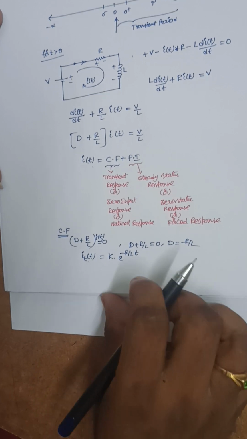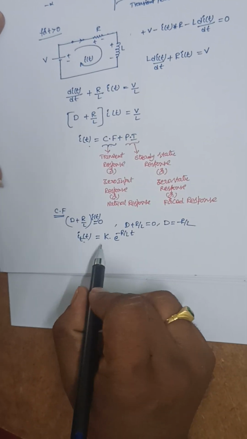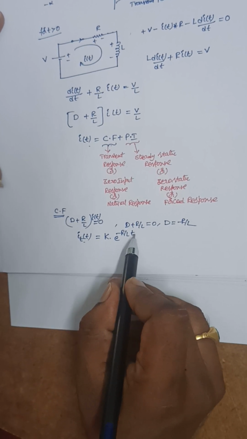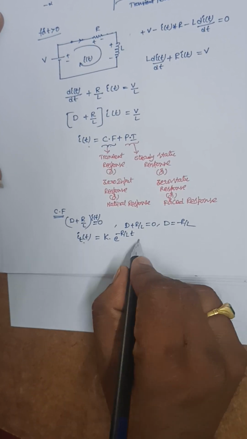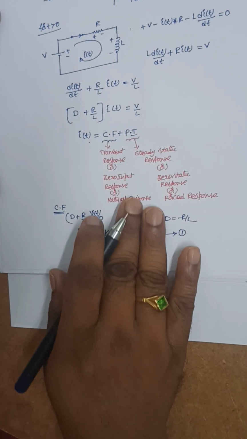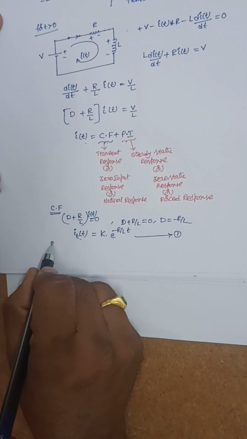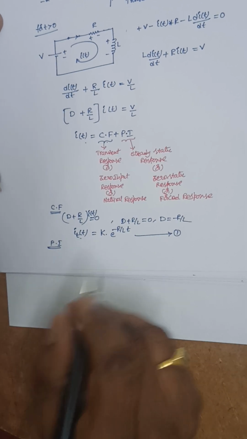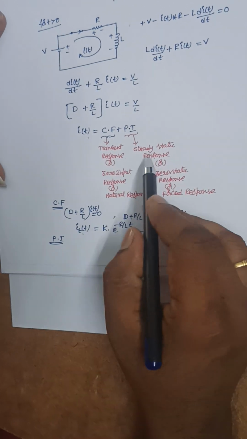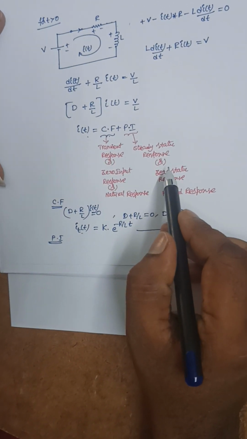So if you know the first order differential equation solutions, you can understand this one. i_d(t) is equal to K into e power minus R by L into t. Let us assume it is equation number 1. And the particular integral I can calculate.